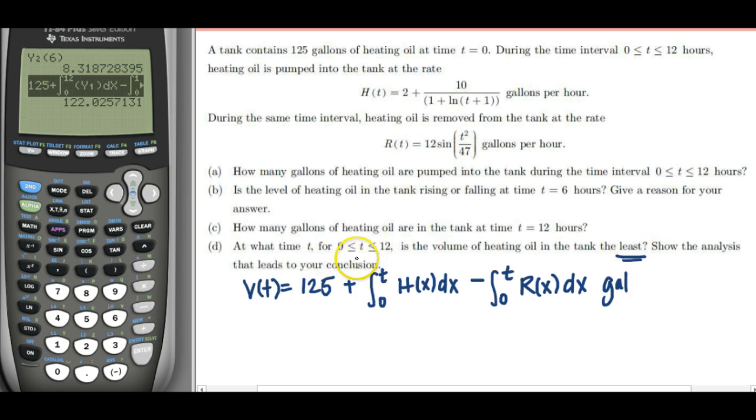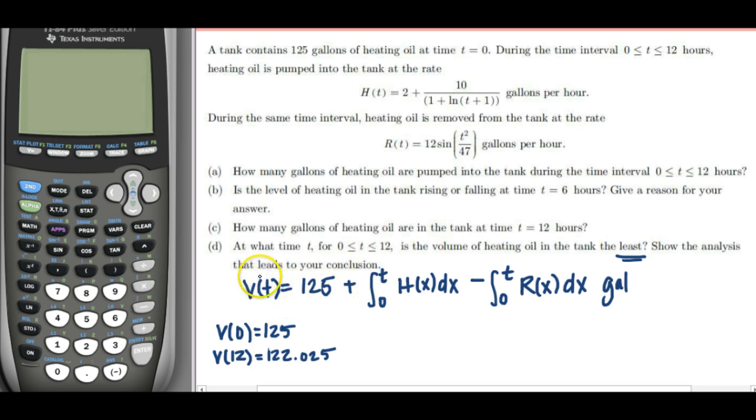So the endpoints are 0 and 12. So we need v of 0, the amount of oil in the tank at time 0. We're going to need v of 12. Well, thankfully, we have those values. At time 0, there was 125 gallons. At time 12, we just did that in part C. So that was 122.025 gallons. So now it's a matter of finding critical points, which means taking the derivative of this volume function that we're trying to minimize.